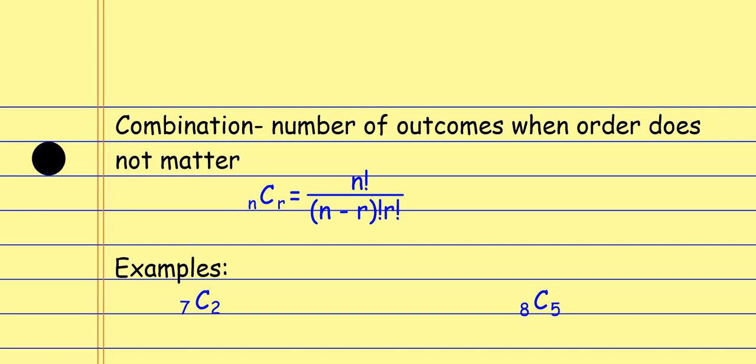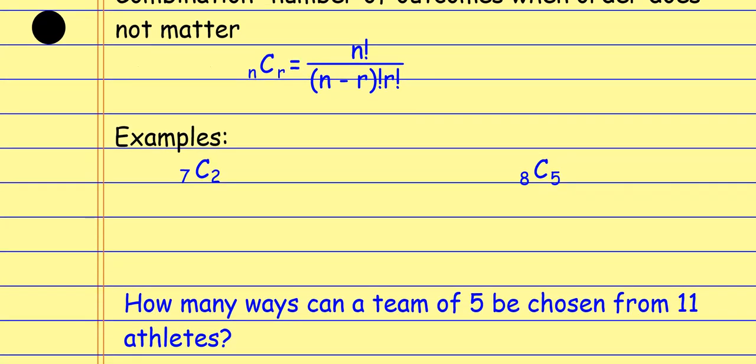Okay, and notice it's the same as the permutation formula, except we have an extra r factorial in the denominator. So let me show you how this looks when we do it by hand. So that would be 7 factorial over 7 minus 2 factorial, 2 factorial. So I just add an extra factorial down there. So now I have 7 factorial over 5 factorial, 2 factorial.